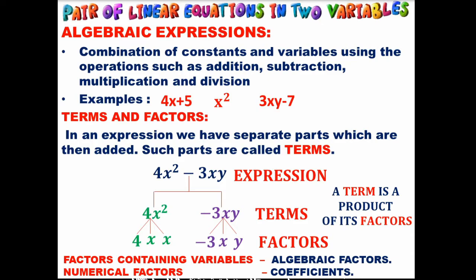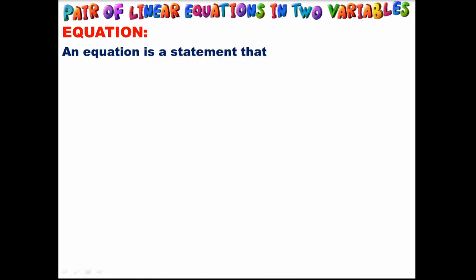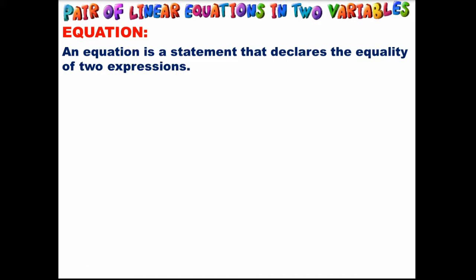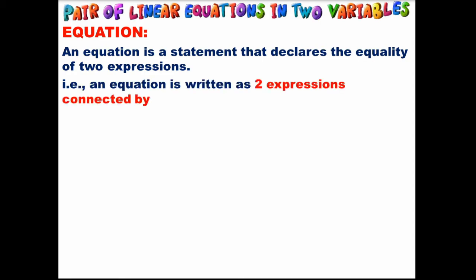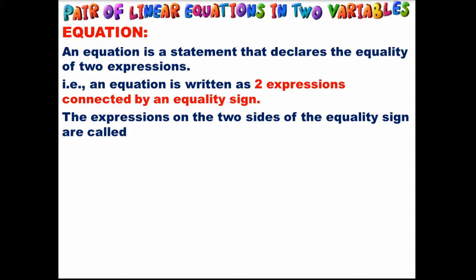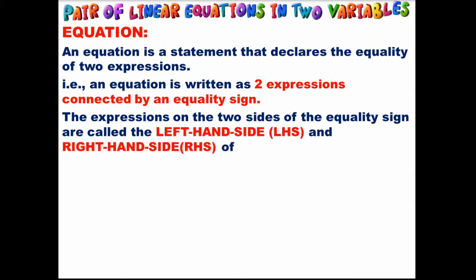Now let's define equation, right? An equation is a statement that declares the equality of two expressions. That means an equation is written as two expressions connected by an equality sign, and the expressions on the two sides of the equality sign are called the left hand side and right hand side of the equation, in short LHS and RHS of the equation. I'll explain it through an example so that you'll clearly understand what an equation is.